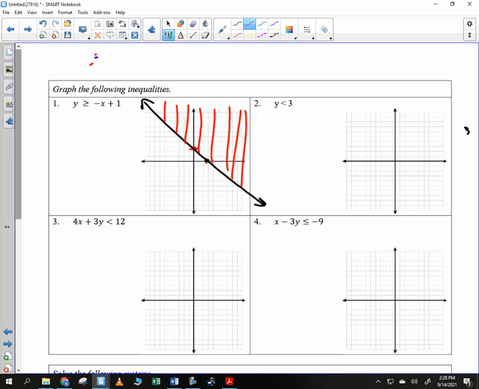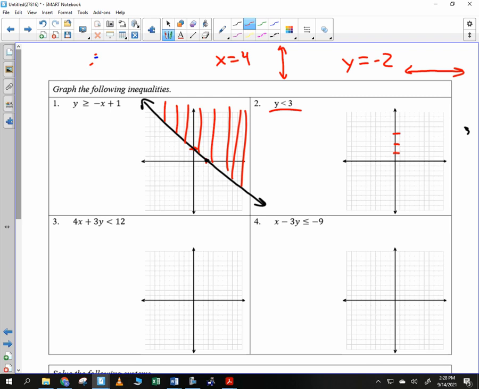y less than 3. Uh-oh, that's a little bit different than what we've seen, isn't it? I don't know if you remember this, but x equals 4, that's what we call a vertical line, and y equals -2, that's a horizontal line. So this is going to be a horizontal line. What value do you think it goes through? 3.